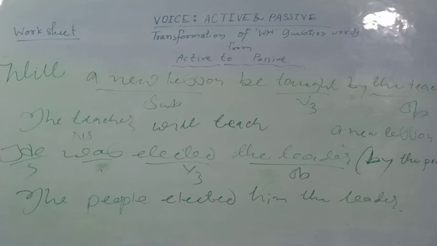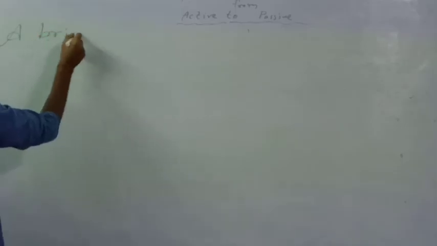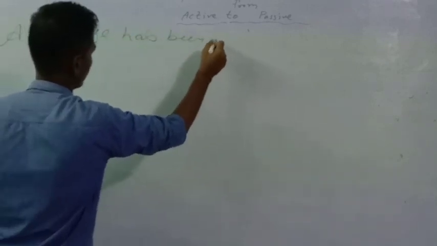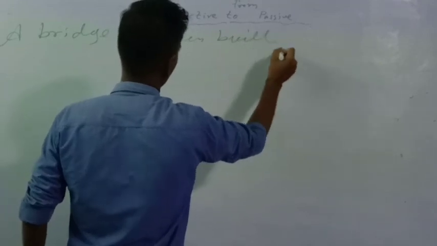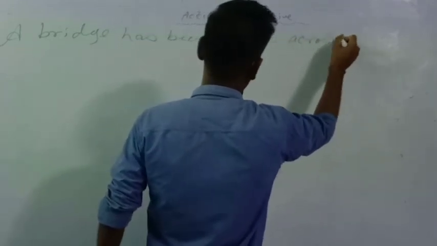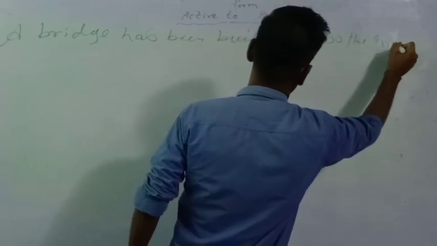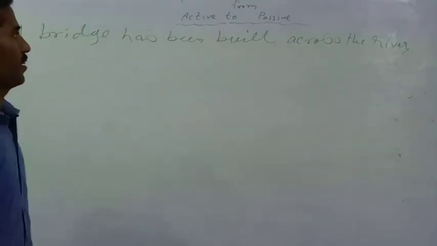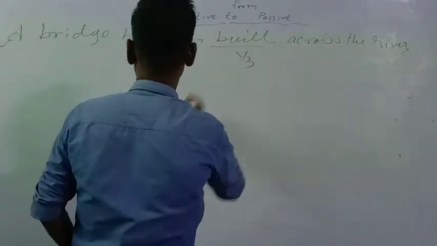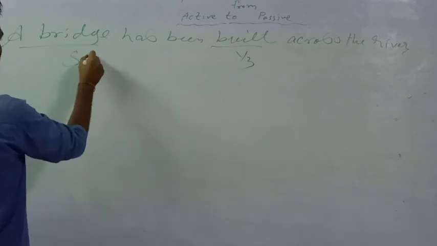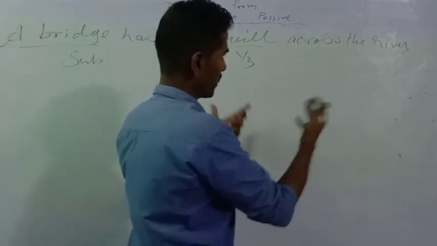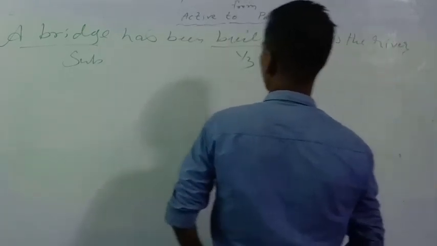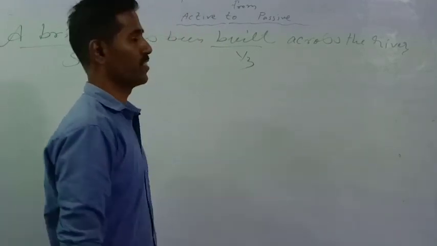A bridge has been built across the river. Built, V3. A bridge, subject. Okay, the agent is not there. A bridge has been built.